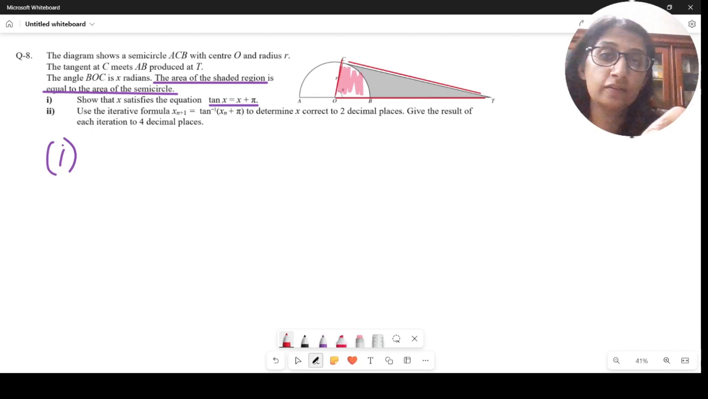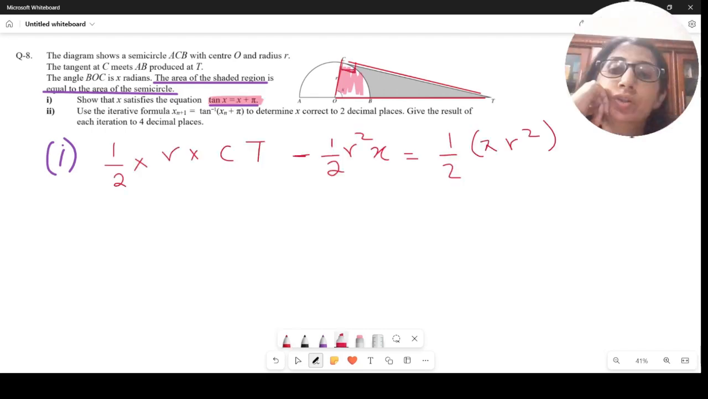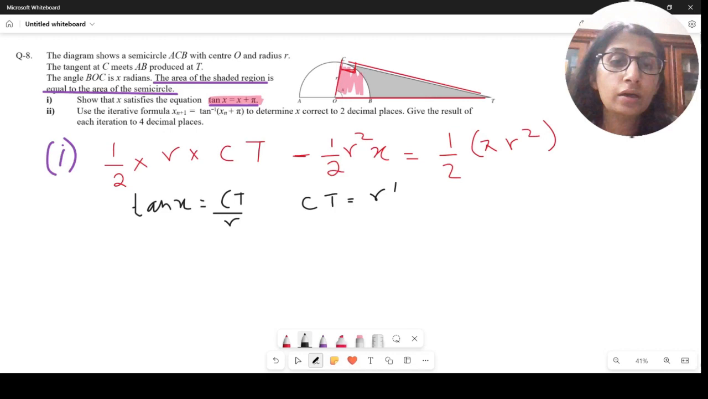Now there's no R here in the question, in the given equation, in the required equation, and also there shouldn't be any CT. Let's write CT in terms of tan and R. Tan X would be equals to opposite over adjacent. So CT equals R tan X. So we have half times R times R tan X, minus half R square X equals half pi R square.